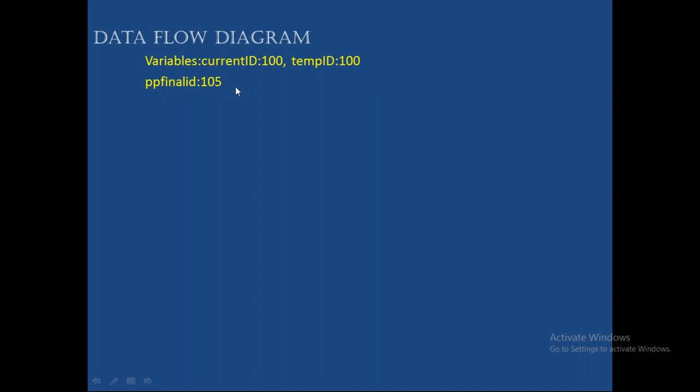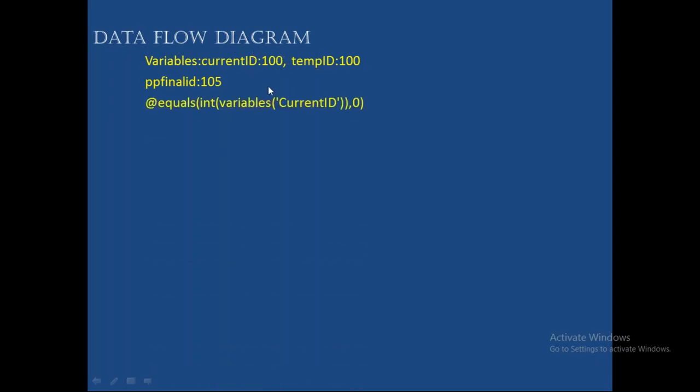What I'm trying to do is query the REST API from 100 to 105, meaning /100, /101, /102, /103, /104, /105. I want to query all the IDs from 100 to 105. After 105, I don't want to execute. That's why I pass my final ID using a pipeline parameter, but I will use current ID and temp ID as the two variables.